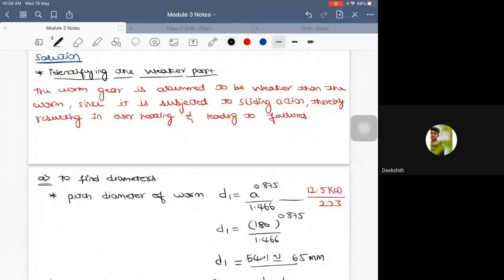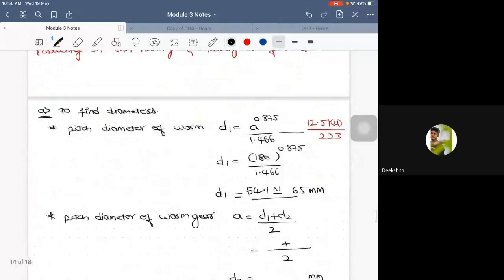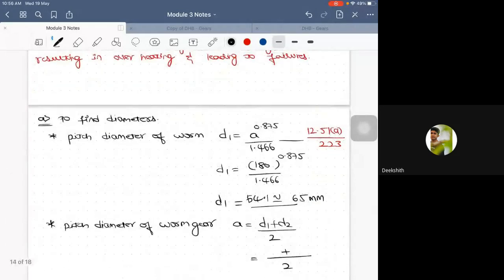Next, the pitch diameter of the worm we have found now, which is d1. Next, the pitch diameter of the worm wheel or worm gear. A is given. So a is 180. d1 is 65. d2 has to be found out. Give me the value of d2.